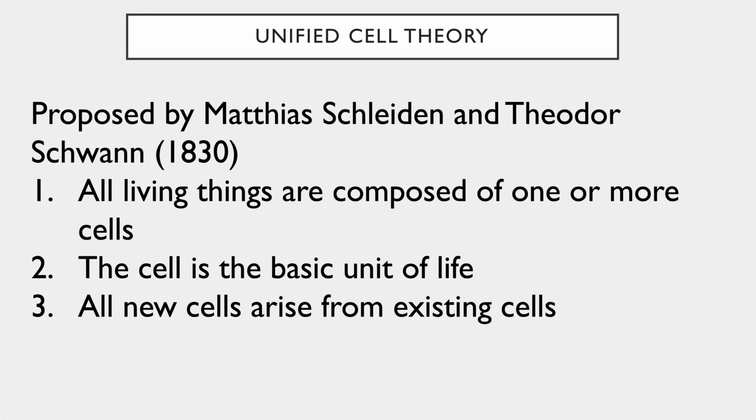After the development of the microscope, many scientists were able to image what we now know as the smallest unit of life, the cell. From this, scientists were able to develop ideas, which we call the unified cell theory. This was proposed by Matthias Schleiden and Theodor Schwann in the early 1800s, and it states that, number one, all living things are composed of one or more cells. Two, the cell is the basic unit of life. And number three, all new cells arise from existing cells.